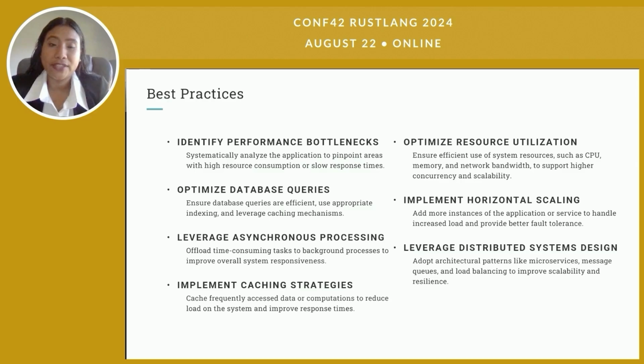Always improve caching strategies, using frequently accessed data for computation to reduce the load on the system and improve response time. Optimize resource utilization by ensuring efficient use of system resources such as CPU, memory, and network bandwidth to support concurrency and scalability.